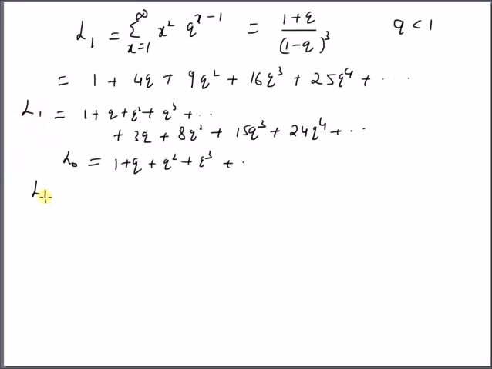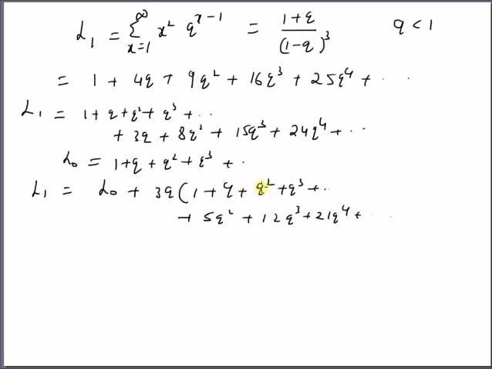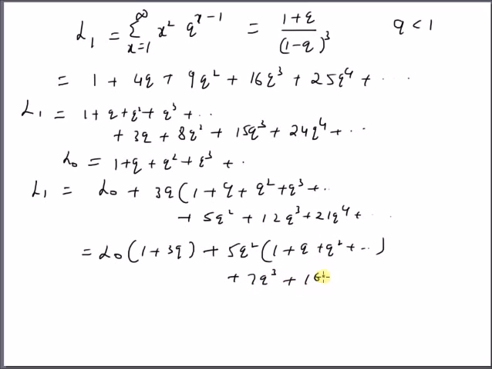So L1 is equal to L0 plus this series, that is 3q plus 8q square plus 15q cube plus 24q power 4 and so on. This can be rewritten as 3q times 1 plus q plus q square plus q cube and so on, plus there is a 5q square left here, and 12q cube, and then 21q power 4 and so on. So the first part is nothing but L0. We have L0 multiplied by 1 plus 3q plus 5q square multiplied by 1 plus q and so on, plus we are left with 7q cube plus 16q power 4 and so on.